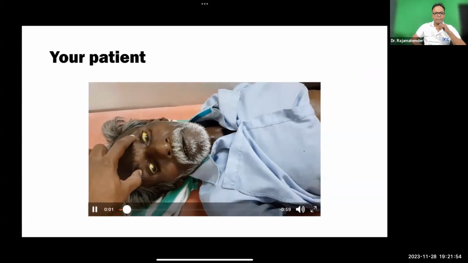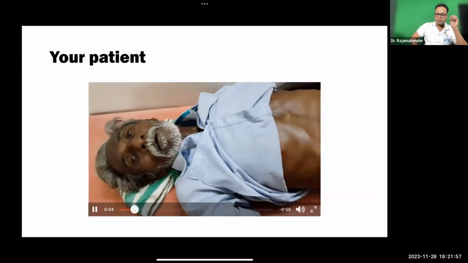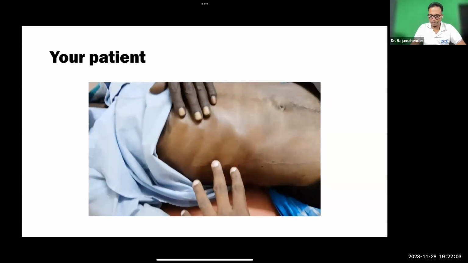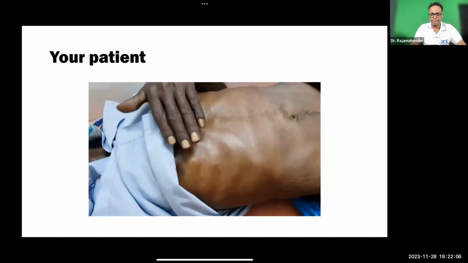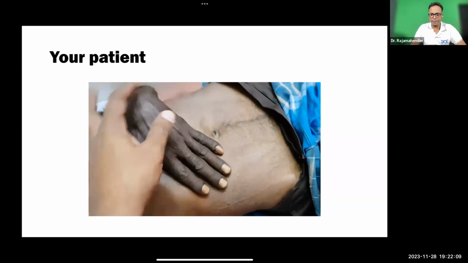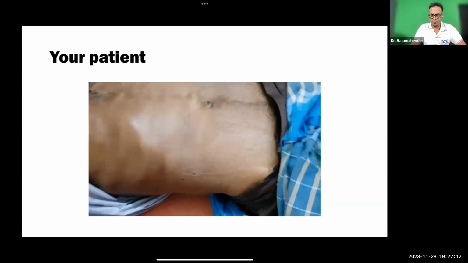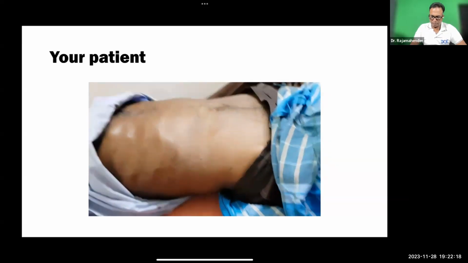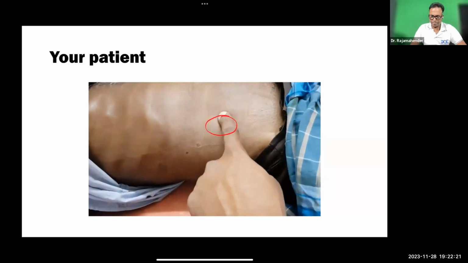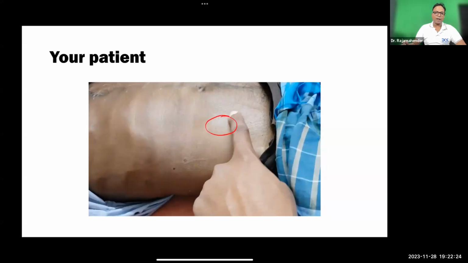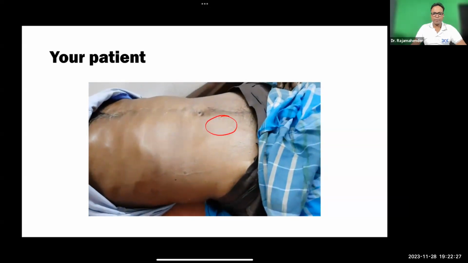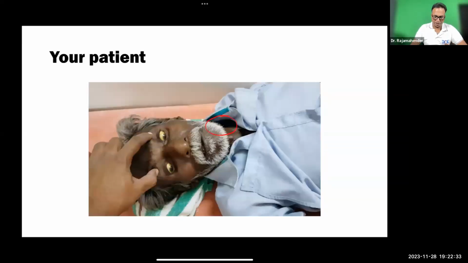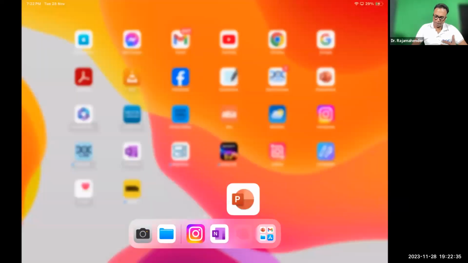See the patient classically. Can you see there? There is a mass. That mass is nothing but the enlarged gallbladder. As he is breathing, there is a mass moving with the respiration. Okay, that's a classical case. Now let us ask about the various history.